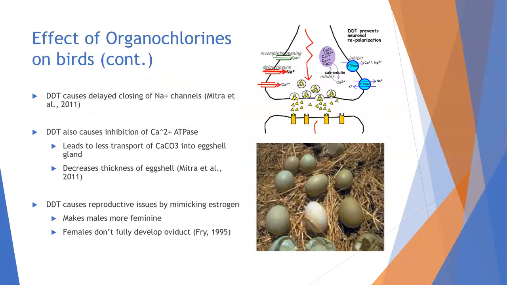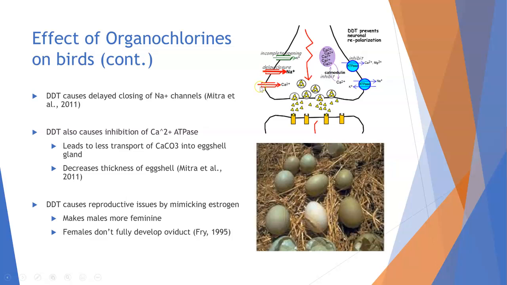So this slide is basically the actual mechanism of how it affects these animals. DDT is what has the most research on it, and so most of these studies are done on it, but this also happens in other organochlorines, to a lesser extent. The issue with DDT is it causes delayed closing of these sodium channels, and when that happens, the neuron is not able to repolarize, and so you're going to have paralysis, and then ultimately that's going to lead to death in those organisms that it affects.